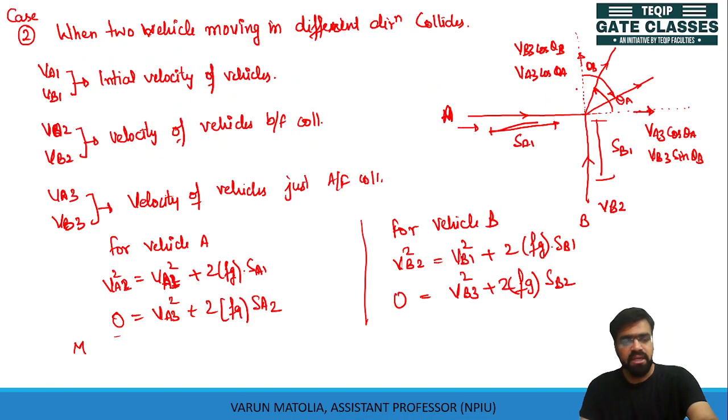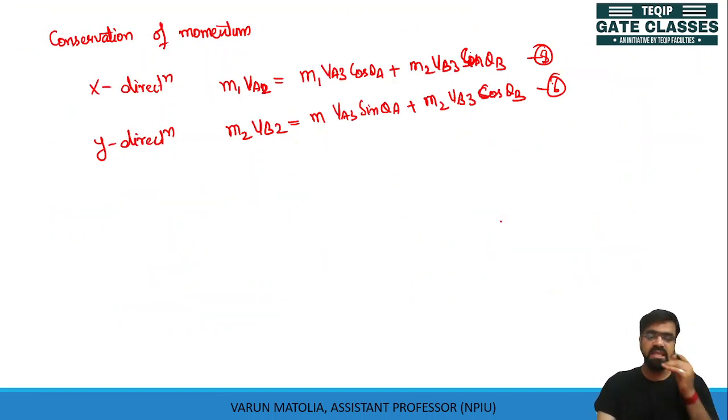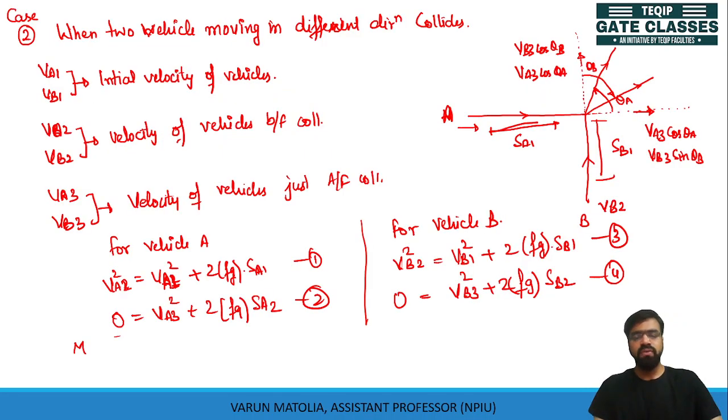So we have already 4 equations here: equation 1, equation 2, equation 3 and equation 4, and 2 equations from conservation of momentum. We can find all the 6 values of velocities: initial velocity, velocity before the collision, velocity after the collision for A, and similar velocities for vehicle B. So we can regulate these velocities in order to avoid this collision. So this is all for now.